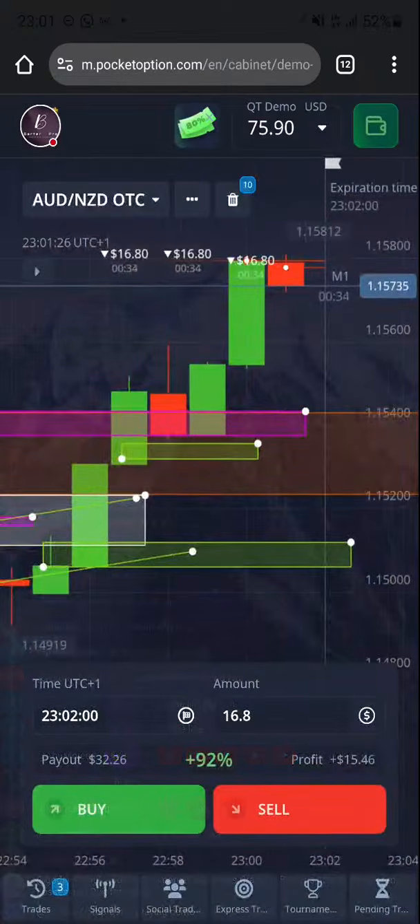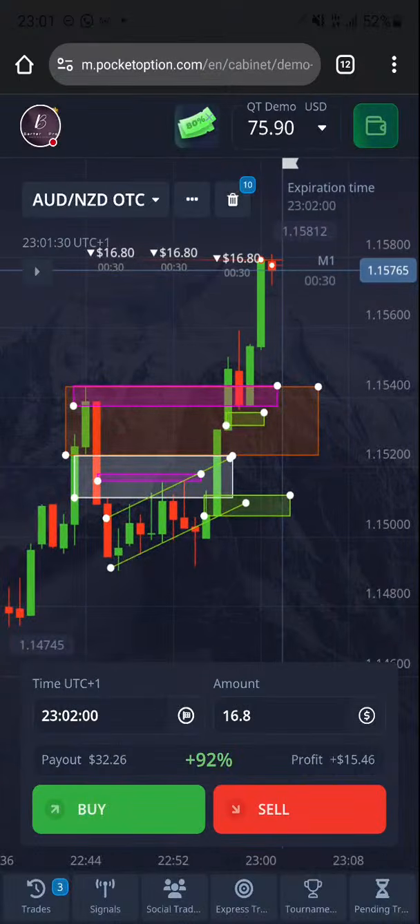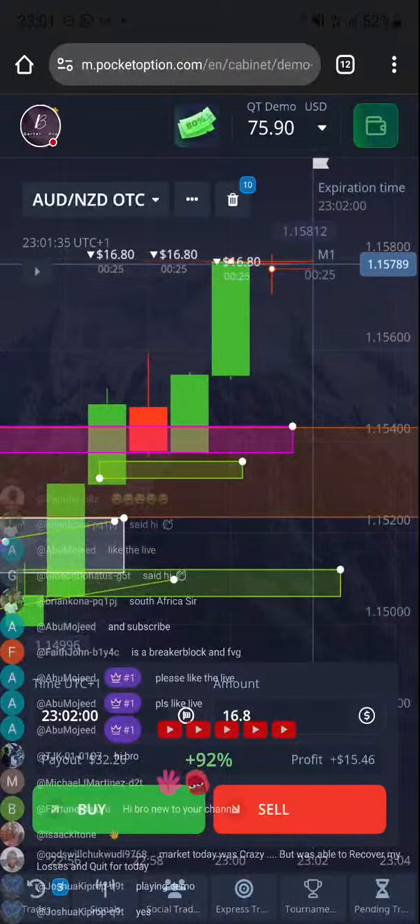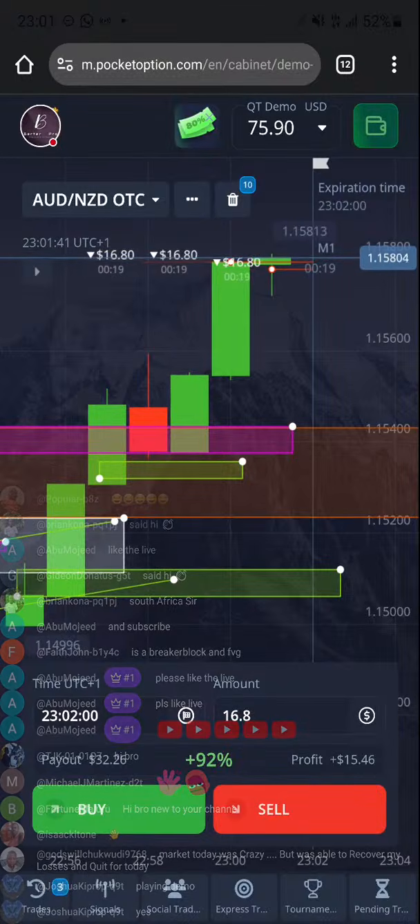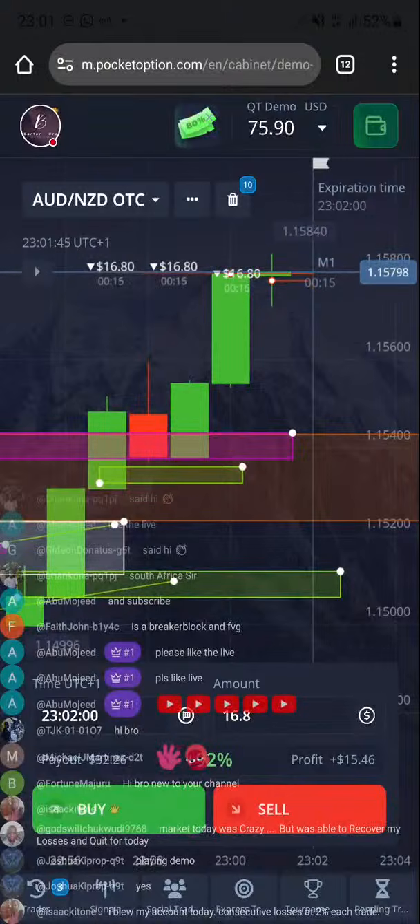Yes, I'm using the demo to explain for everybody. But this is exactly how I trade on my live trades. And if you're interested in watching my live trades, all you need to do is to click. I have this playlist called live trade sessions. That's where you see all my real account trades.